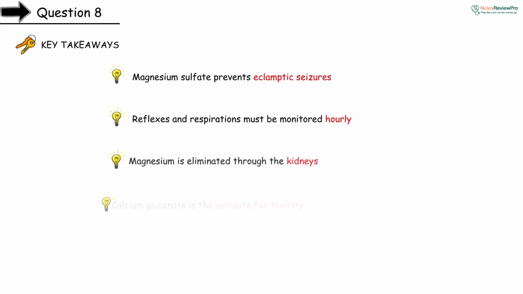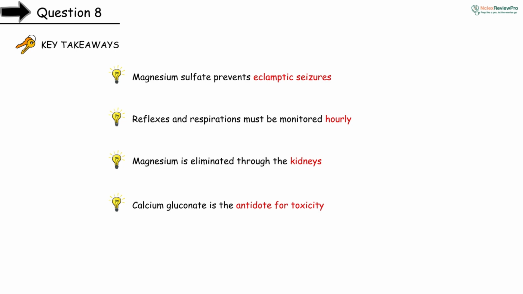So the key takeaway here is this. Magnesium sulfate is used to prevent eclamptic seizures, but it requires close monitoring because rising levels suppress neuromuscular and respiratory function, making loss of reflexes and respiratory depression the earliest and most critical signs of toxicity, while adequate urine output helps prevent accumulation since magnesium is cleared by the kidneys, and calcium gluconate must be readily available as the antidote in case toxicity develops. Now let's move on to the next question.